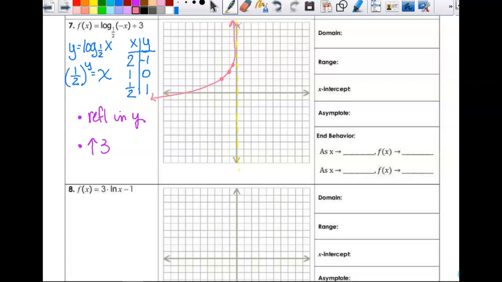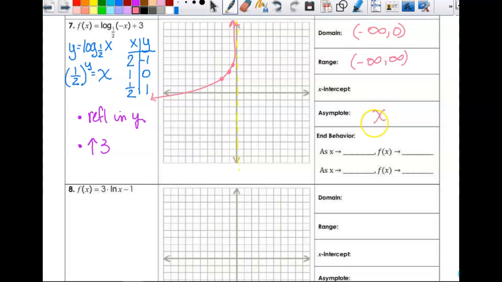All right, so my domain goes from -infinity to 0, but I don't include any of them. Range, -infinity to infinity. Do I have an x-intercept? Yes. Do I know exactly what it is? No. I mean, mine looks like it goes perfectly to that point, but chances are really good it's anything but that. So we'll come back to that. Let's go ahead and do the rest.